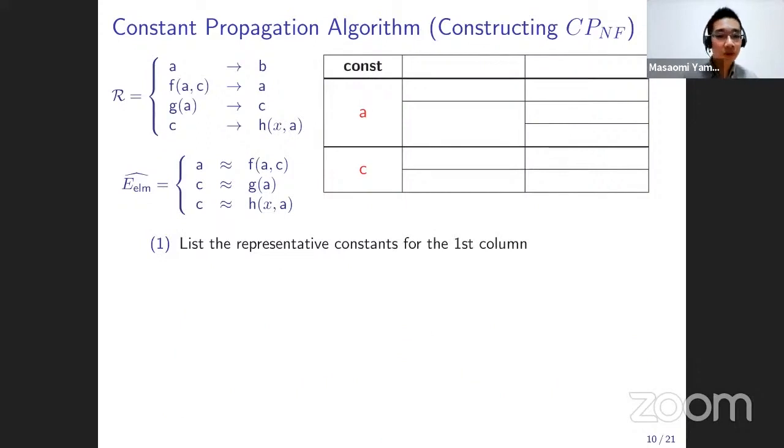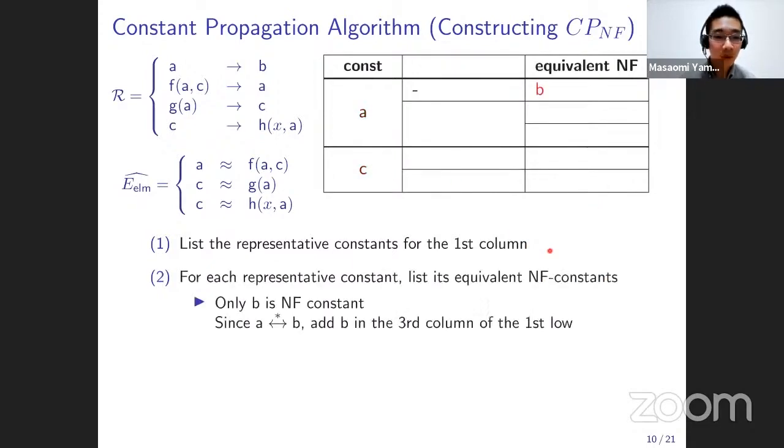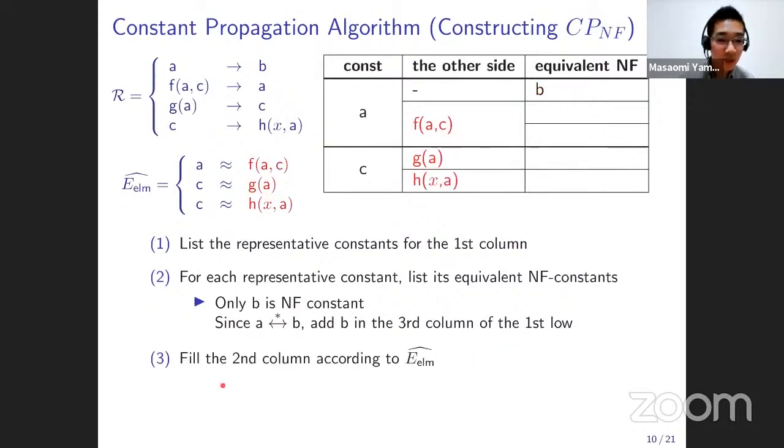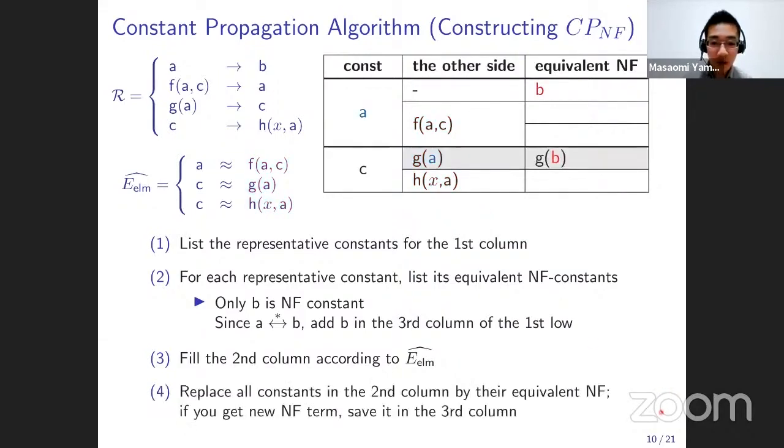Here, I describe how to construct the CPNF table. First, list all representative constants in the first column, like this. Next, for each representative constant, list all constants that are equivalent and in normal form. For this example, only B is a normal form constant, and its representative element is A, so add B like this. Third, build the second column according to E_L. These rules shown in red are added to the table. Fourth, replace all constants in the second column by the equivalent normal form term. And if you get a new normal form term, save it in the third column.